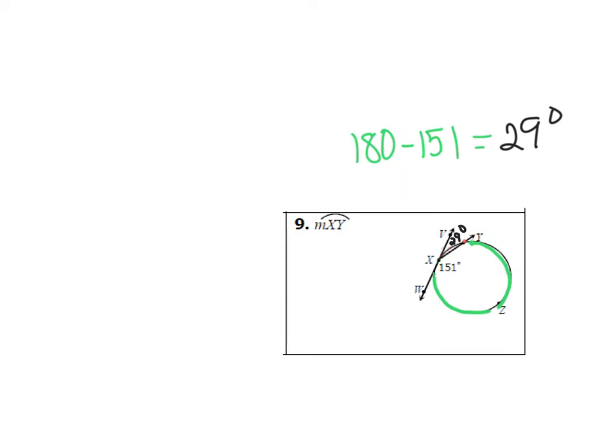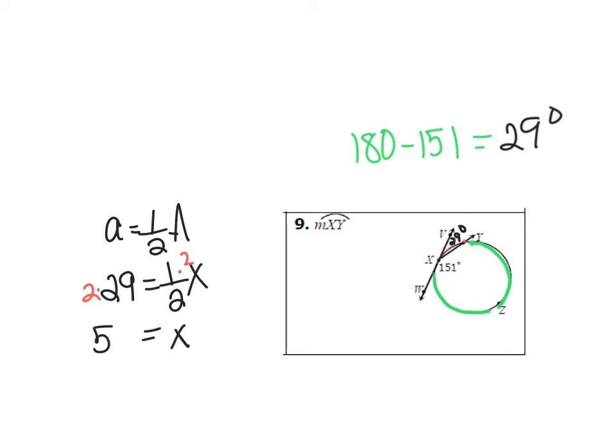Okay, so let's see. So we're going to do this two ways. So this, the angle, is equal to half of the arc. So the angle we found is 29 is equal to half of the arc, which we don't know what that is. We'll call it x. We'll multiply both sides by 2, and we get that x is equal to 58. So this arc is equal to 58 degrees.